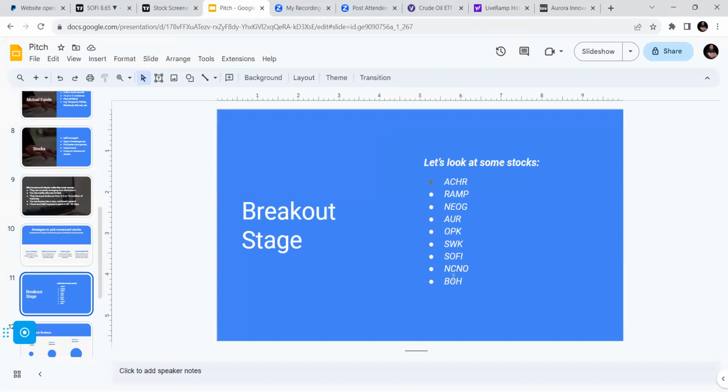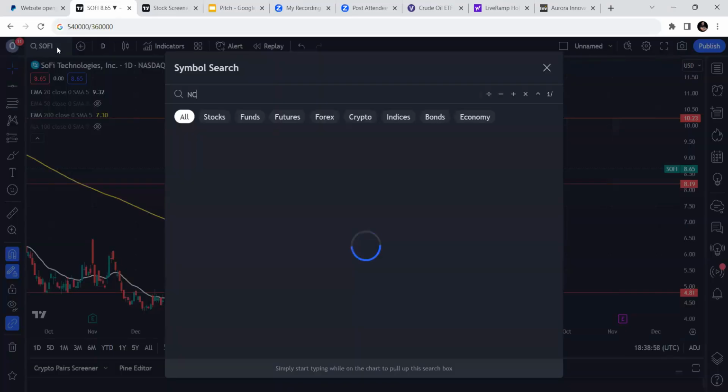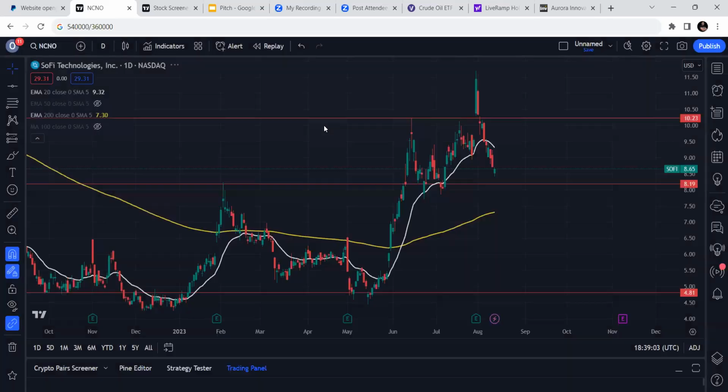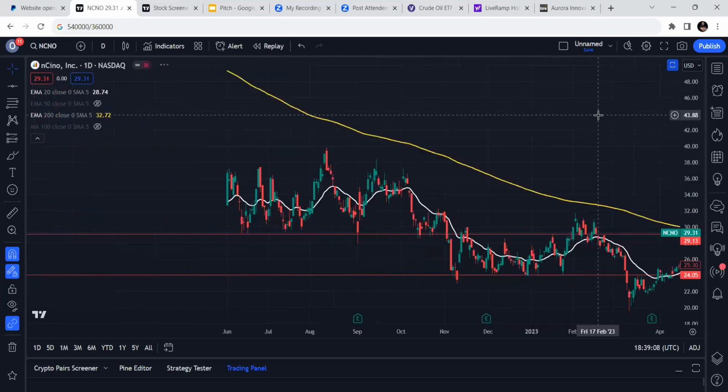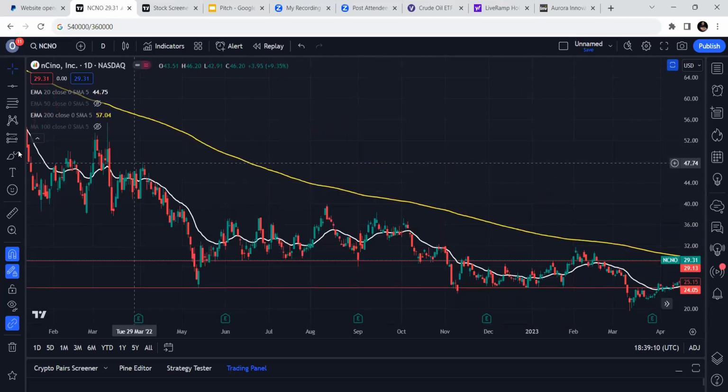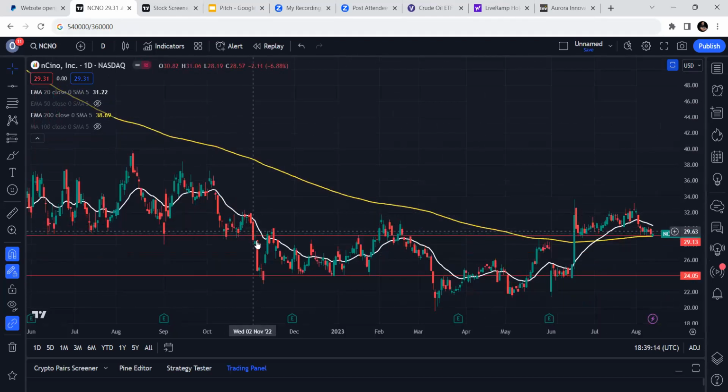So we have NCNO as another stock. There are so many stocks that I've picked. So many of them that I've picked. So what I do is I just wait for the ones that have confirmed reversal. Look at NCNO. You can see the sell-off right here. Now, the stock got into, look at the accumulation period.